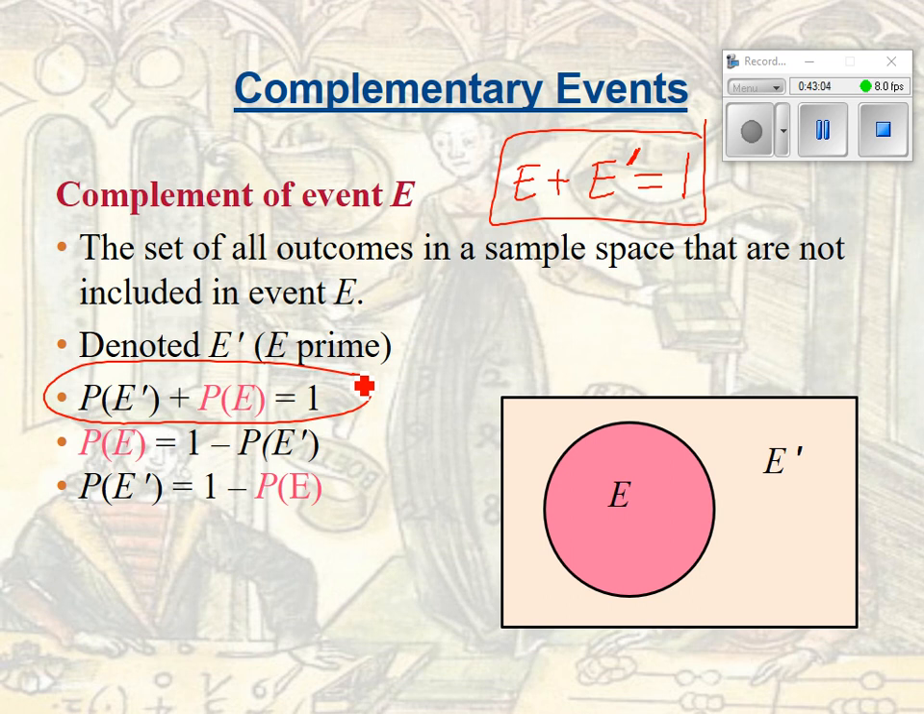So remember that this little mark, that little tick mark, the little prime mark, is what means the complement. So if they say, find the complement of getting the queen, that means you want whatever it is not getting the queen.